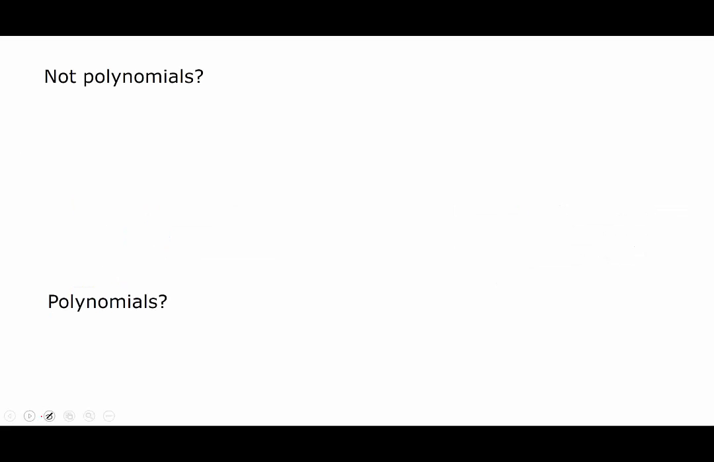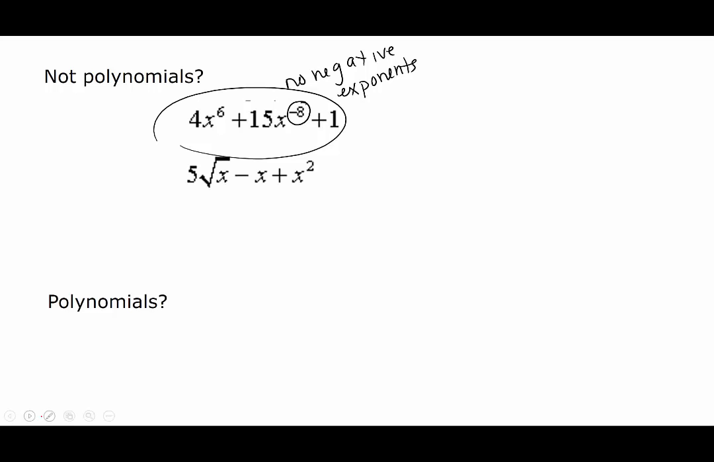An example of something that is not a polynomial. This looks like a polynomial, but it is not, because to be a polynomial, you can have no negative exponents. So not a polynomial. The next one is not a polynomial because of this right here. The exponent on this x right here is actually 1/2.